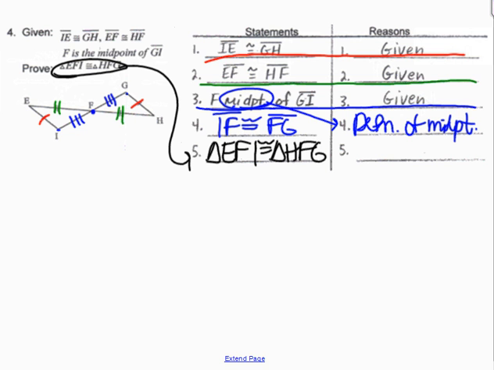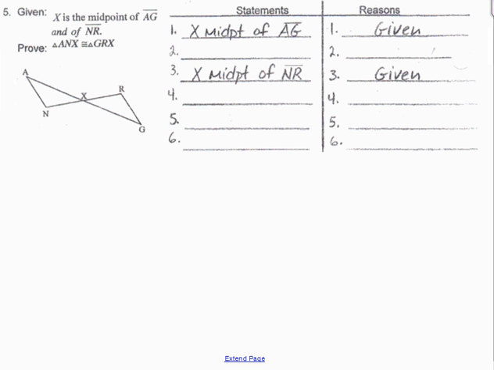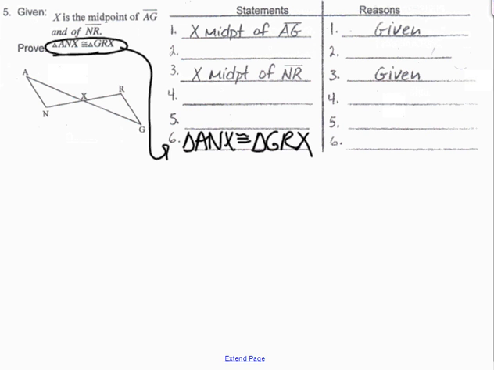Now that I'm done with blue, I can see why the triangles are congruent. Well, I have a bunch of sides marked up, so this is side, side, side. Next one, write what you want to prove. So triangle ANX is congruent to triangle GRX. And here we go. Notice how the proofs are getting a little harder.